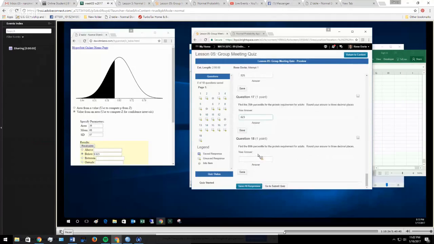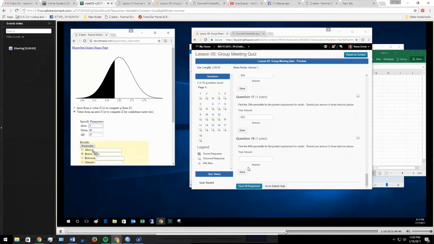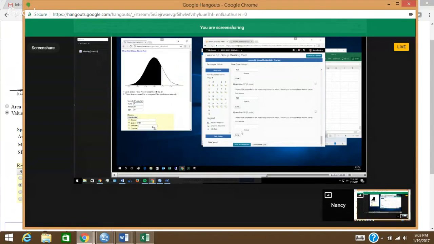Question is, do you see what I'm seeing? Find the 80th percentile for the protein requirement for adults. Found your answer to 3 decimal places. I'm going to use this native land. I'm not going to show you using the algebra because it was just changed, if the percentile to protein is already placed below, there's the answer. Do you see it?